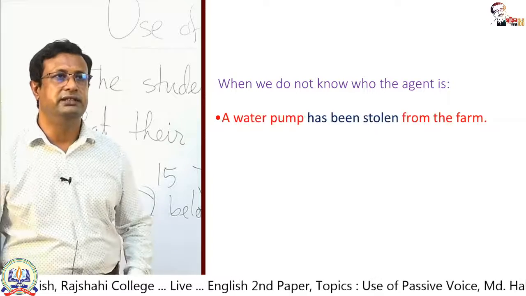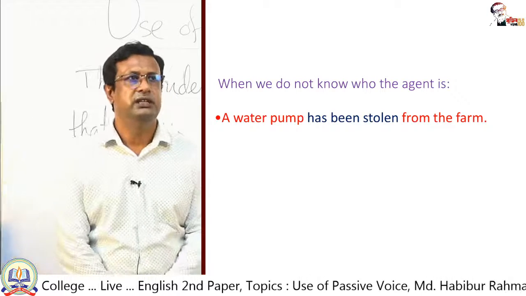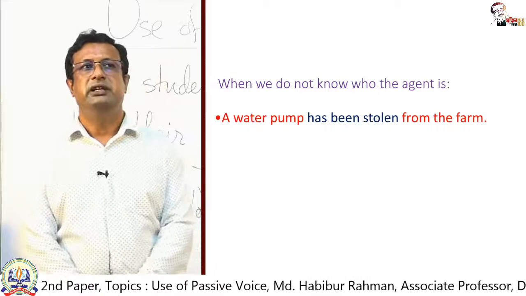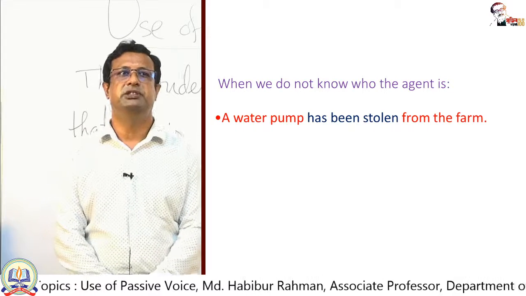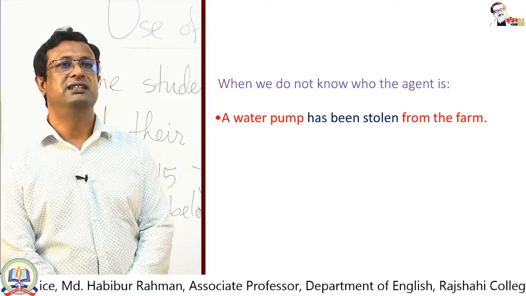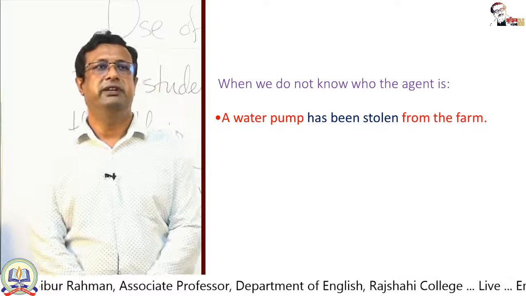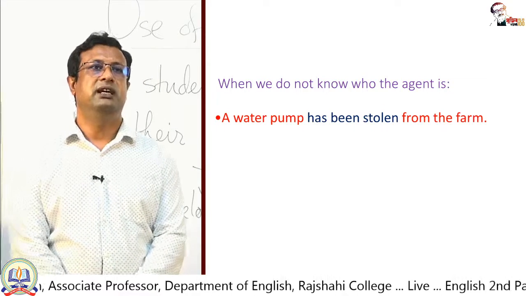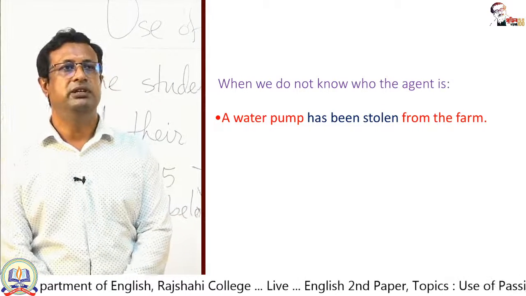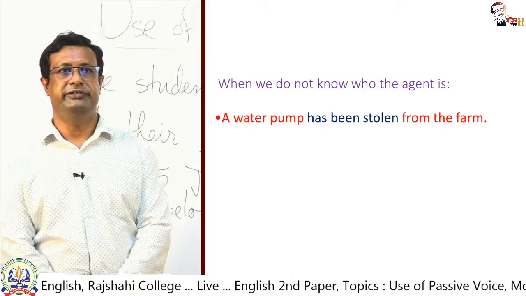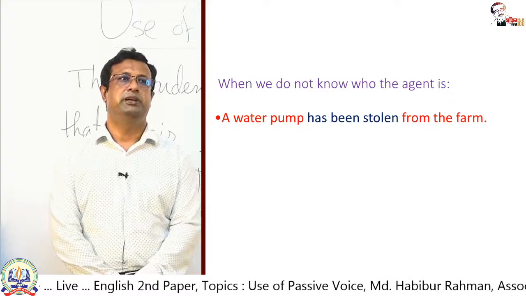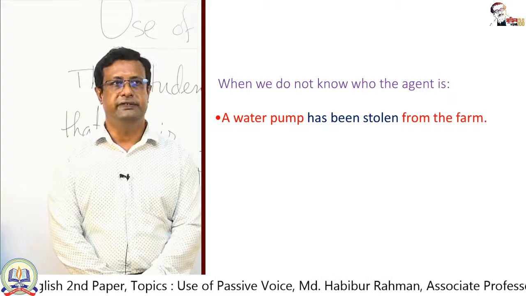Notice this sentence, dear students. A water pump has been stolen from the farm. In this sentence, the main verb is steal. In the perfect tense, you may use has stolen, but here we see has been stolen. Why? Because of passive voice. Now, whom do you want to focus on? The water pump or the thief?